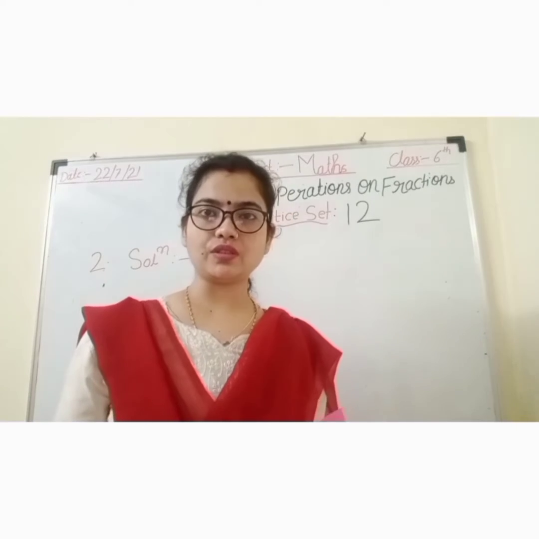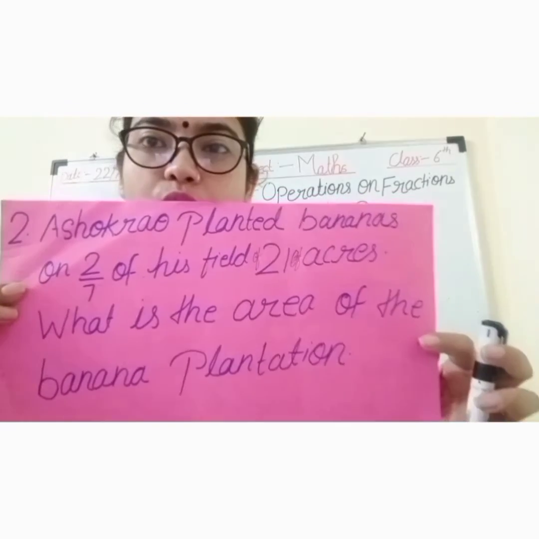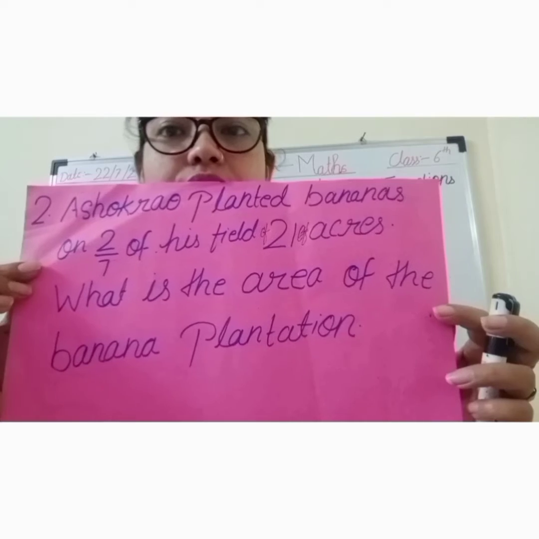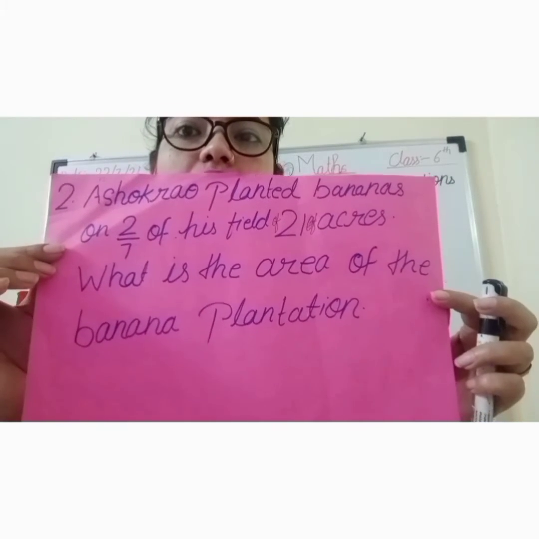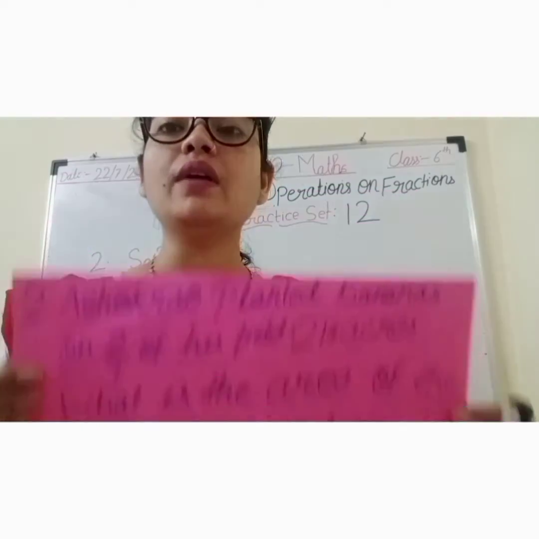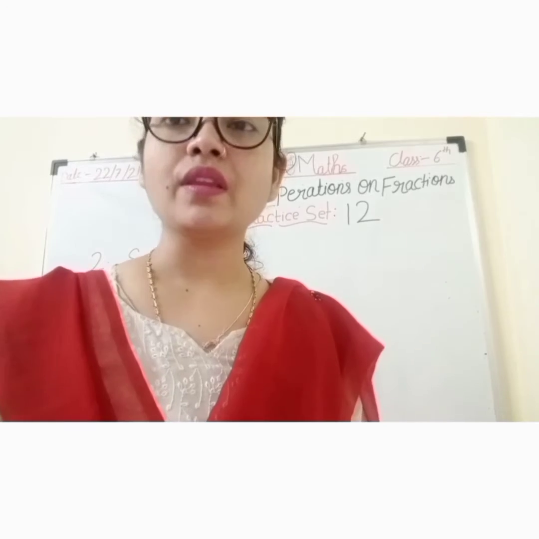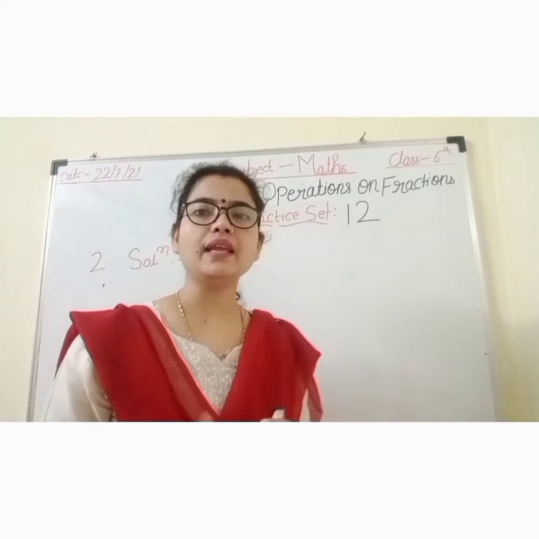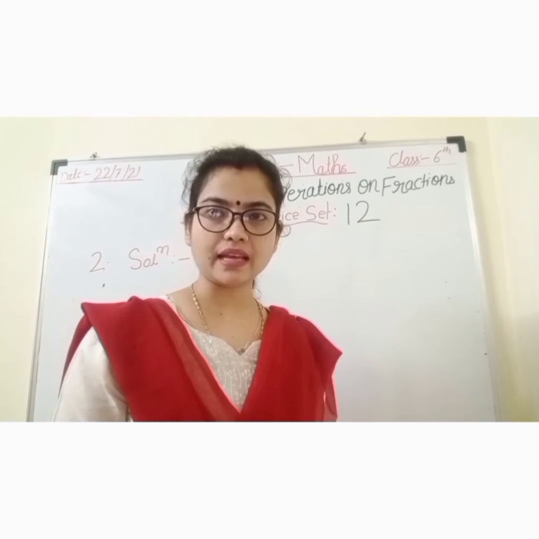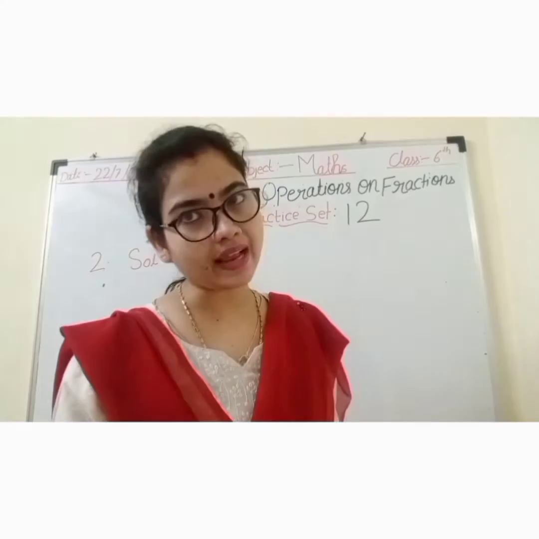Solve the second question of practice set 12, which is a word problem. See here student, Ashok Rao planted bananas on 2 by 7 of his field of 21 acres. What is the area of the banana plantation? For solving this question, first of all, you should understand the question. One farmer whose name is Ashok Rao has 21 acre land and he has planted bananas on 2 by 7 of his land.